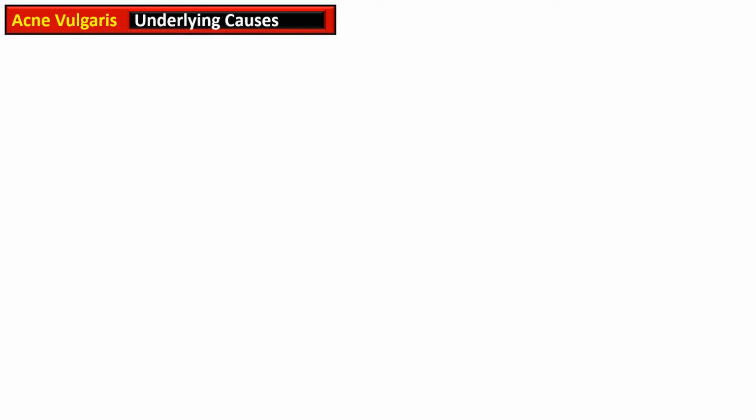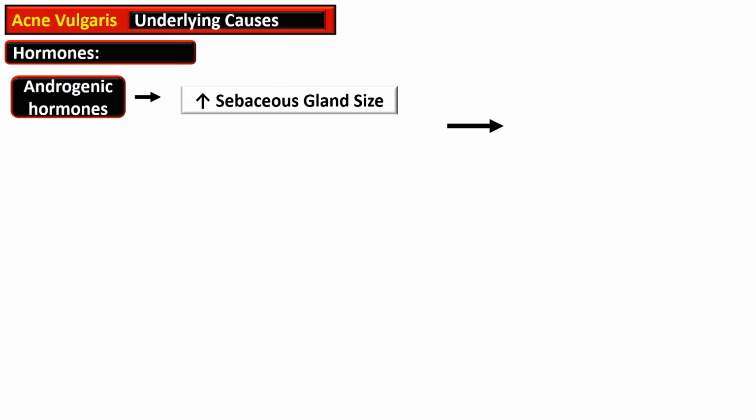The androgenic hormone effect on morphology of the sebaceous gland by increasing the size of the sebaceous gland, and this results in increased sebum production in both male and female. Another mechanism is the increased sensitivity of the sebaceous gland to androgenic hormone.